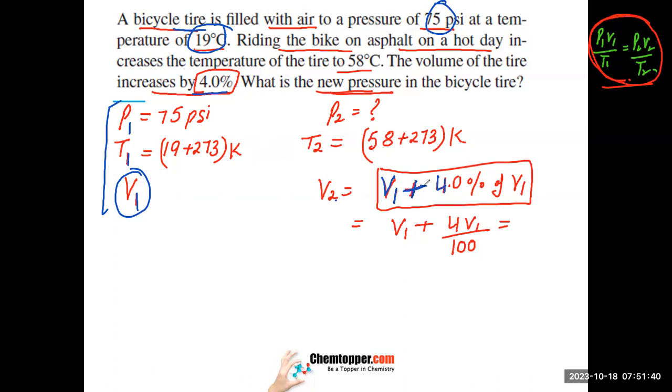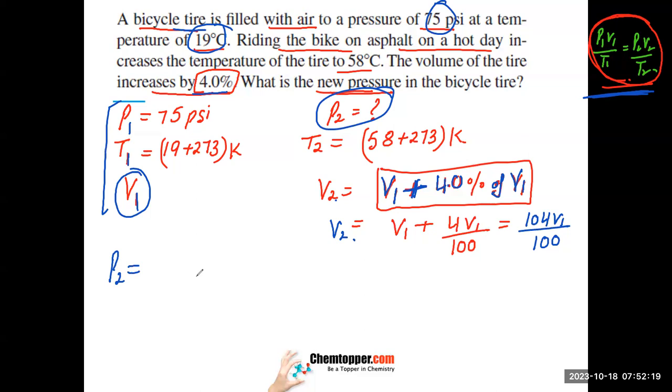Plus, increased plus. Why is it plus? Because it's increasing, right? 4.0% of V1. Afan, is this mathematics okay? This is mathematics, children, not chemistry. Afan? Okay, good. Can you work out this now, children? Is it 104 V1 over 100? Can I say that? This is V2, right? What are they asking? P2. Isolate P2 from the combined gas law.